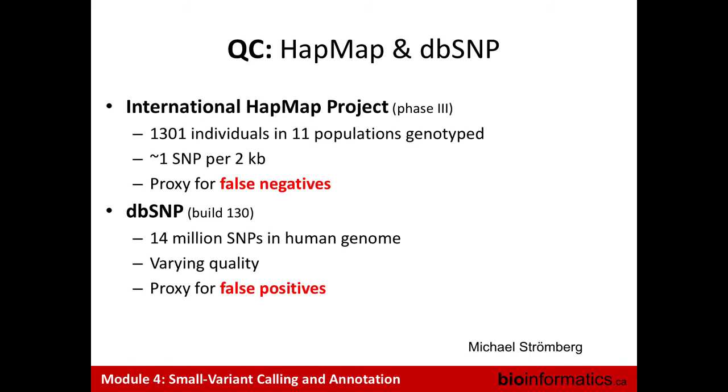So we talk about databases, HapMap and dbSNP. It's what we can use to try to understand our variants. HapMap is a big project that provides a lot of information. There's also the 100,000 Genomes project in the UK that is ongoing to provide high quality variants that help you to drive down false positives. And you have also dbSNP.